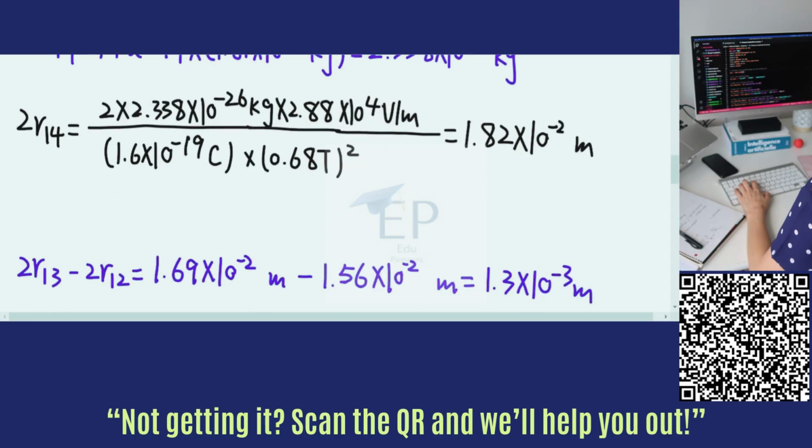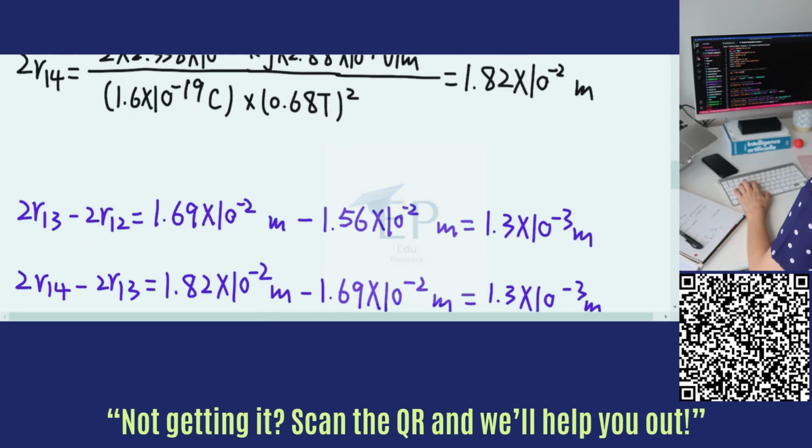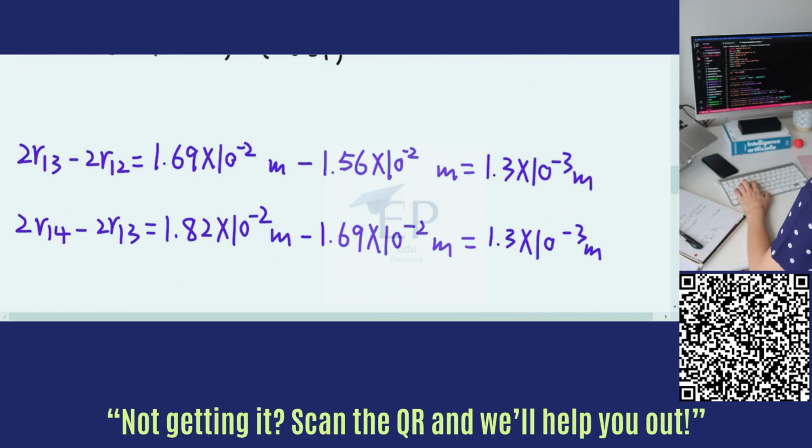So now we can determine the separation between each isotope. So the separation between carbon-13 and carbon-12 is equal to 2R13 minus 2R12, which is equal to 1.69 times 10 to the power of negative 2 meter minus 1.56 times 10 to the power of negative 2 meter, and this is equal to 1.3 times 10 to the power of negative 3 meter. And the separation between carbon-14 isotope and the carbon-13 isotope is also equal to 1.3 times 10 to the power of negative 3 meter as well.